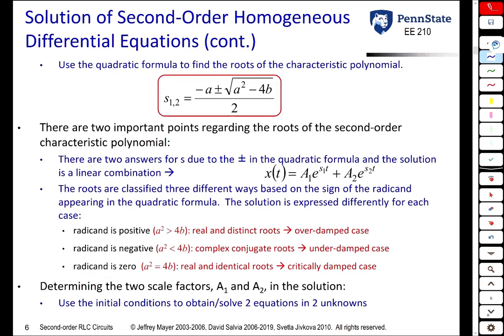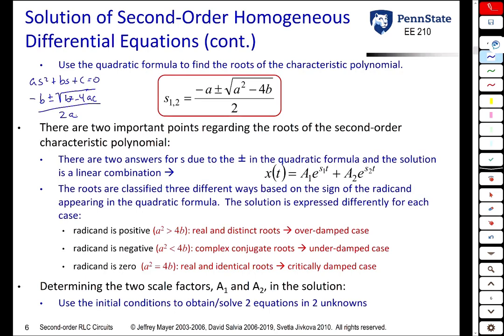So how do you solve for s's then? We use the quadratic formula. If you recall, if you have a quadratic of the form as squared plus bs plus c is equal to 0, the roots are what? Minus b plus or minus the square root of b squared minus 4ac, all of that over 2a.